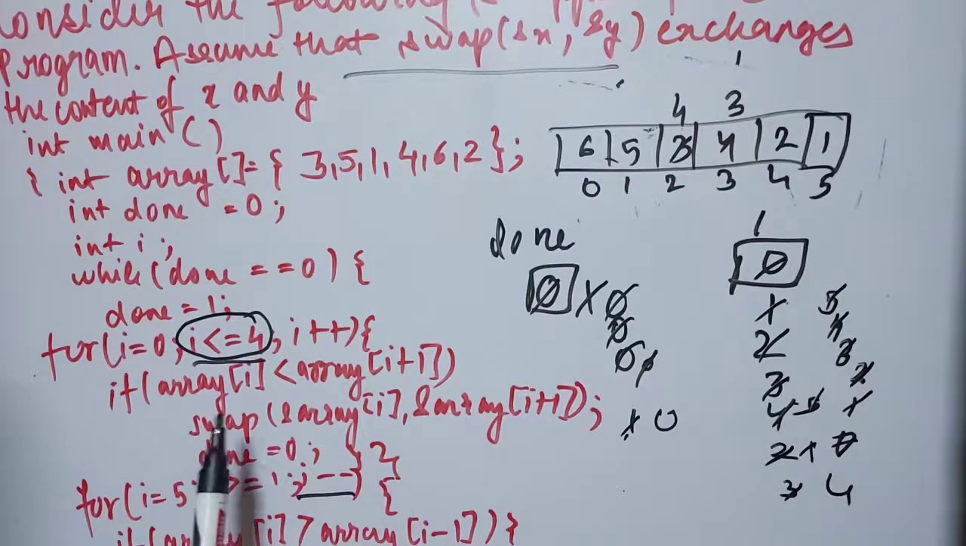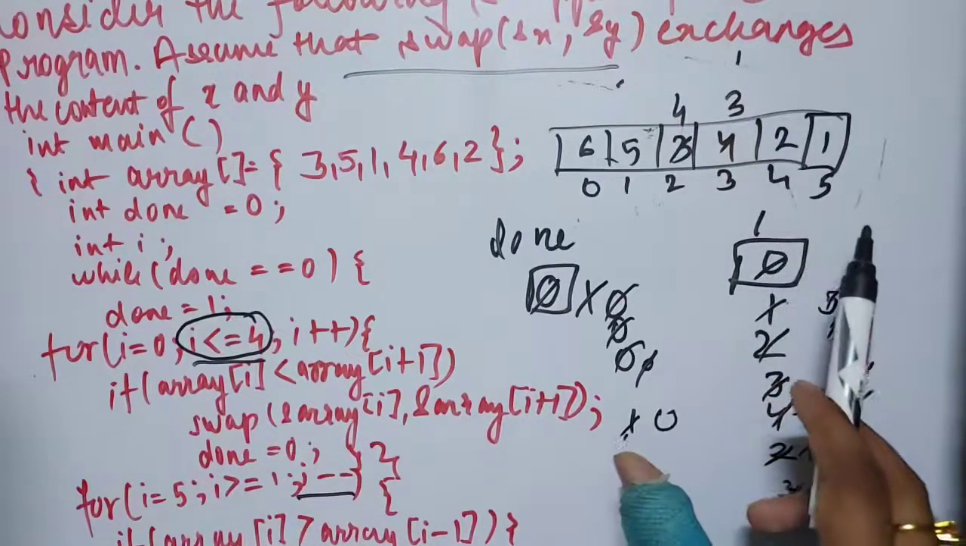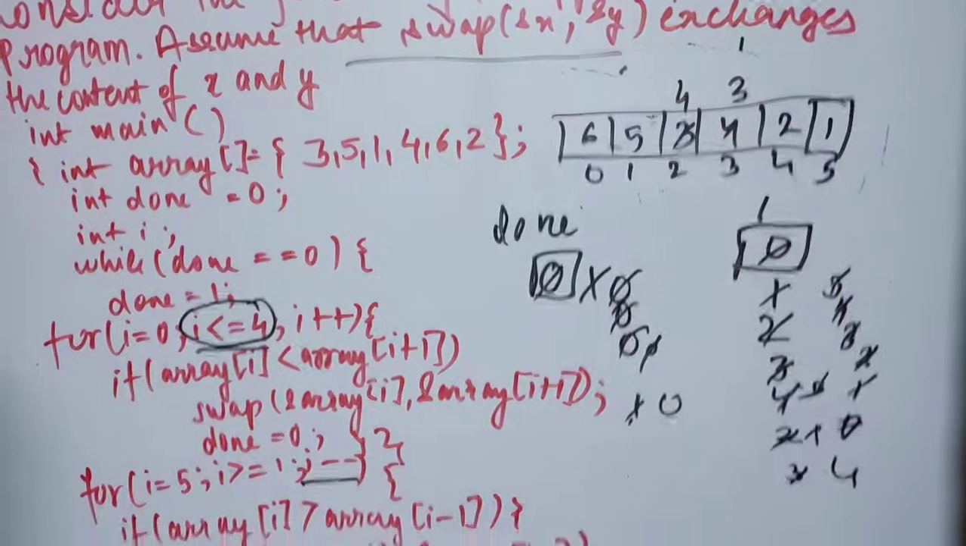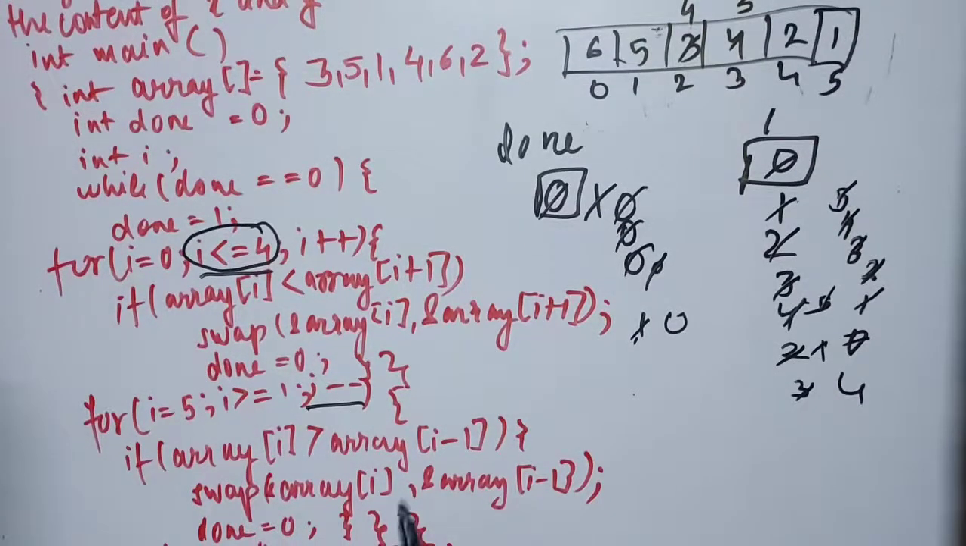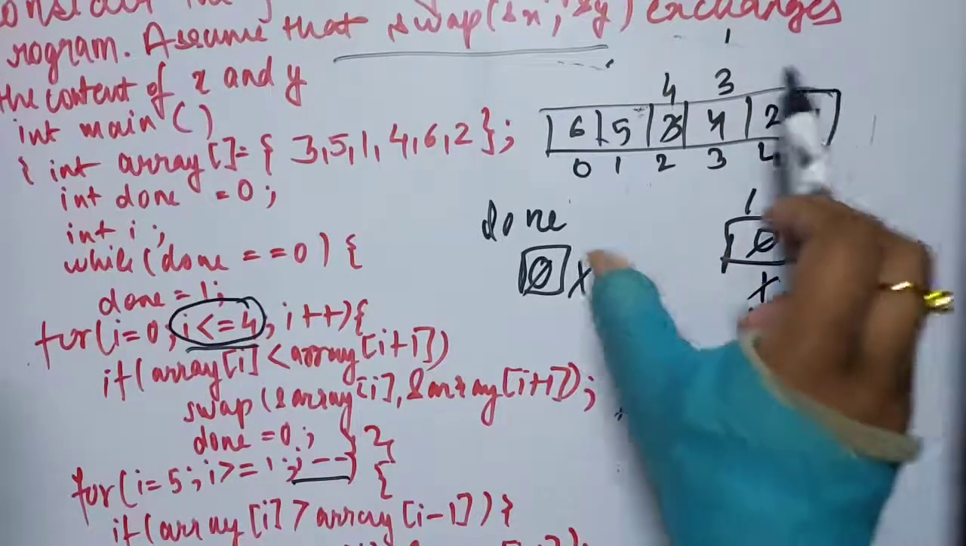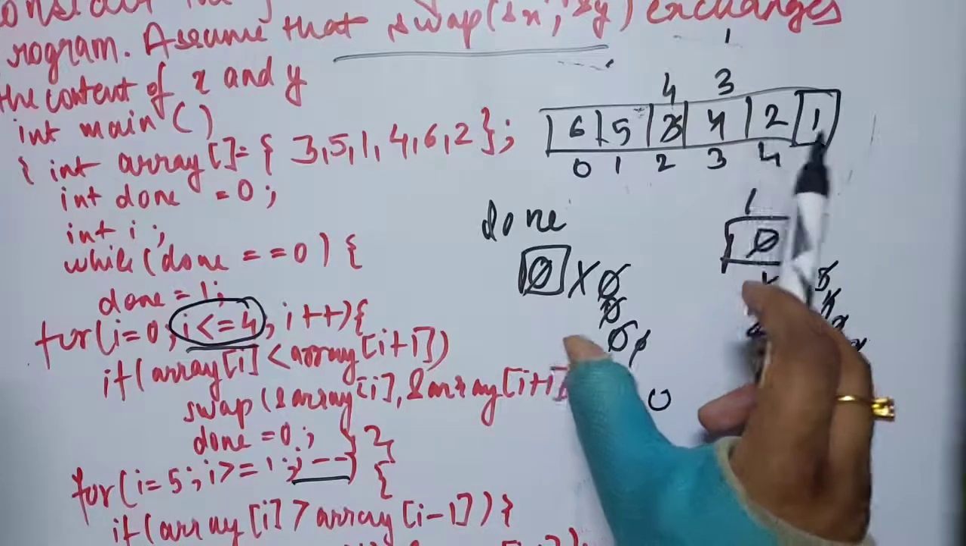Now we will check if array of 4 is less than array of 5. Array of 4 here is 2 and array of 5 is 1. So the condition is false and it will not enter the if condition. So now it will check in i equal to 5. Here we are checking if array of i is greater than array of i minus 1. If we consider these two, then array of 5 is 1 and array of 4 is 2.